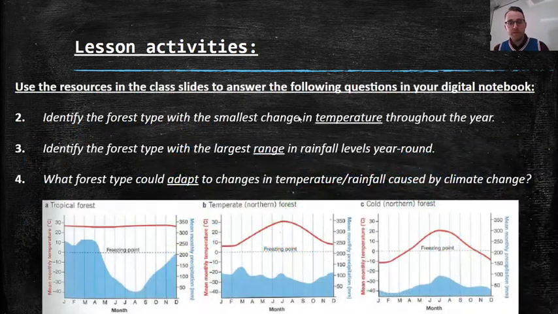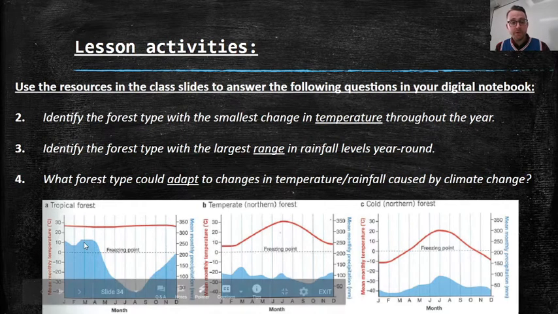Question 2 is asking you to look at these little graphs at the bottom of the slide. So question 2 asks you to identify the forest type with the smallest change in temperature throughout the year. Looking at this graph at the bottom there, the blue shows you how much rainfall is occurring throughout the year. The red is showing the temperature. So you've got a red line for temperature. You've got on the bottom there the different months, so J for January, February, March, etc. And it shows you how temperatures change throughout the year.